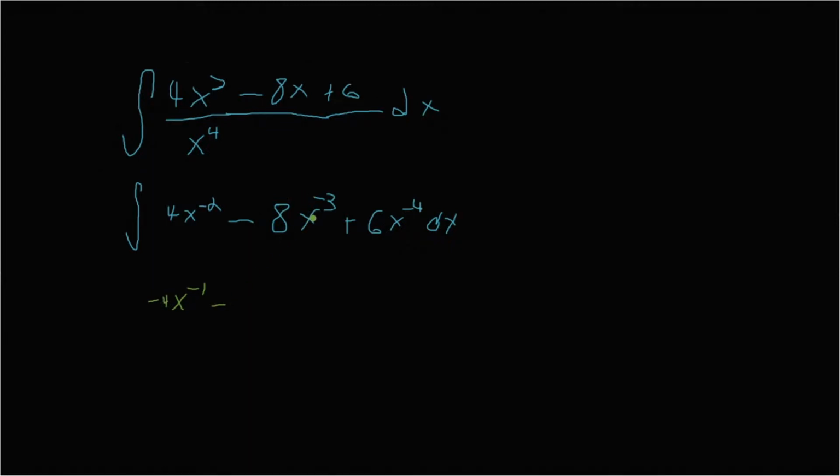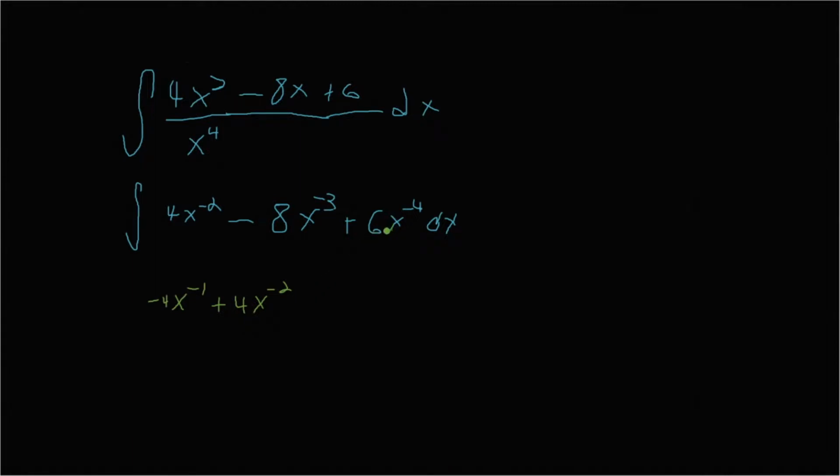And we're going to add 1 to the exponent. So negative 3 plus 1 is negative 2. So we're going to have x to the negative 2. And then we're going to have to divide by that power. So negative 8, because of this negative sign, divided by negative 2 is positive 4. So this is actually plus 4.